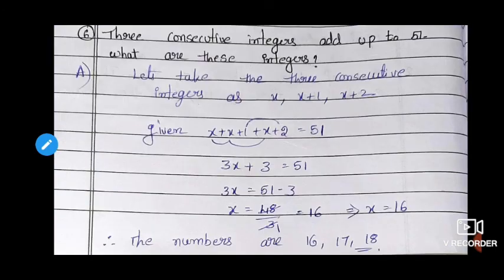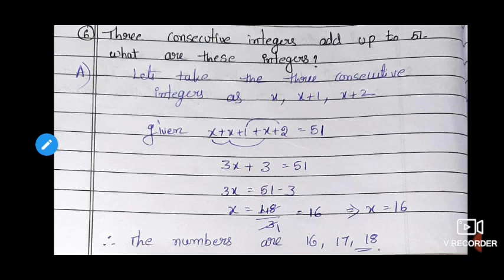Next, 3 consecutive integers add up to 51. What are these integers? First, children, what does consecutive mean? Consecutive numbers means next to next, children. 3, 4, 5 are consecutive numbers. 6, 7, 8 are consecutive numbers. Like that, 3 consecutive integers, they are saying that if we add those 3 numbers, we get 51.